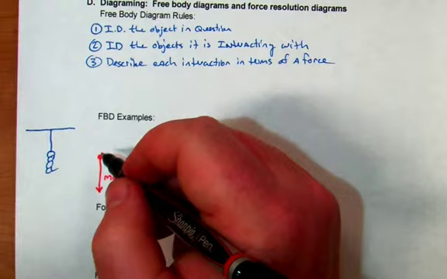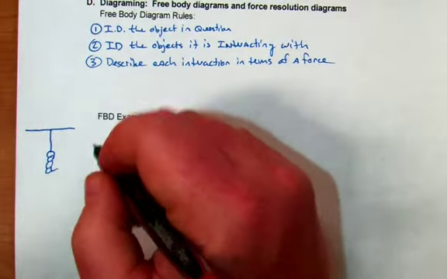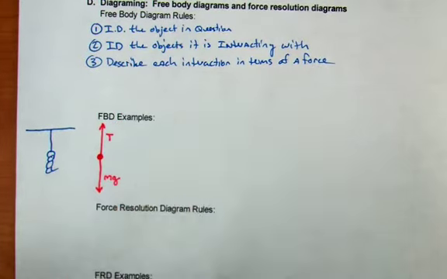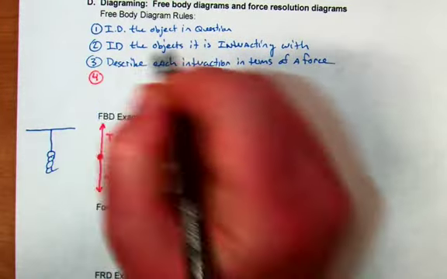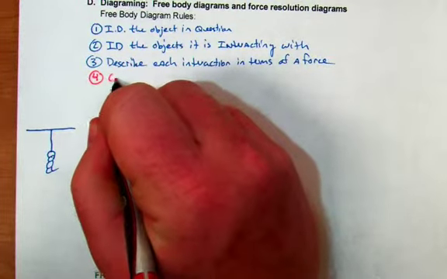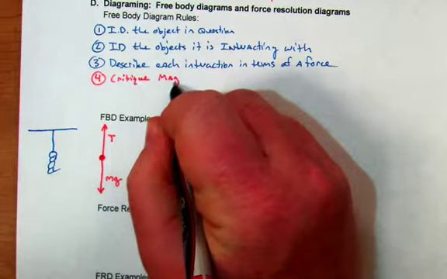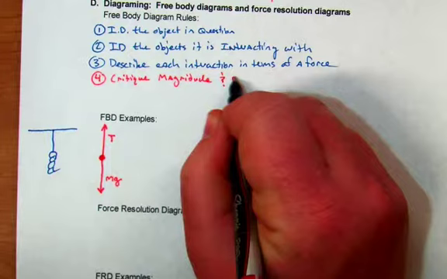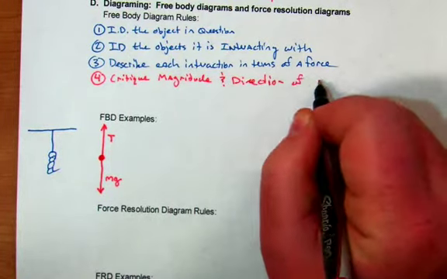Now, the next one is also pretty easy because it's a rope, and we know that the force in a rope has to point along the rope, and we call that T for tension. Now, when you're done with this, I'm going to add a 4th rule, and I'm going to say critique magnitude and direction of net force.